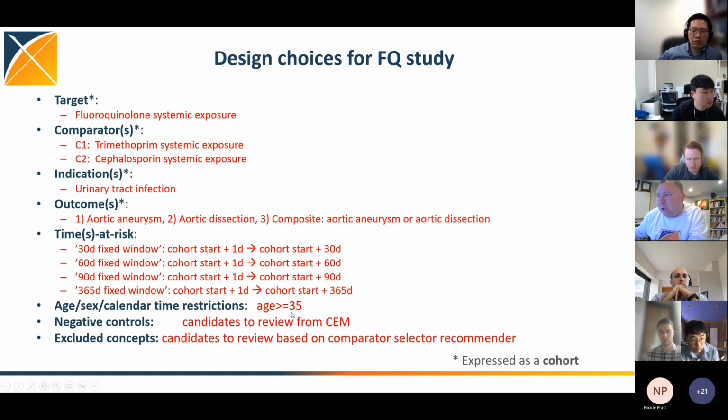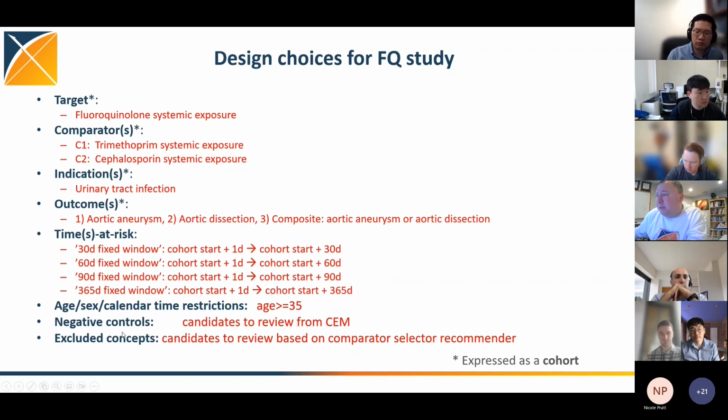We do have a couple of restrictions. I mentioned here in the protocol, we suggested age greater than or equal to 35. You're going to see when I get to the code, I suggest that we also restrict on calendar time and specifically focus on the time prior to the COVID pandemic. So I suggest we use something like January 1st, 2010 through December 2019. The reason for that is we did see in cohort diagnostics that patterns of use went a little crazy while people were trying to figure out what to do with COVID. So that's something to pay attention to.